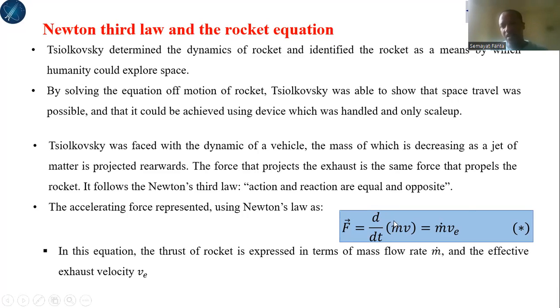Actually, this is Newton's second law, momentum conservation, that force is equal to the change in momentum with time, d(mv)/dt, which is m dot ve. So m dot means the mass flow rate, and ve is the effective exhaust velocity. This is the beginning of the equation. So in this equation, the thrust of the rocket is expressed in terms of mass flow rate. This is the thrust, this is the mass flow rate, and the effective exhaust velocity is here.